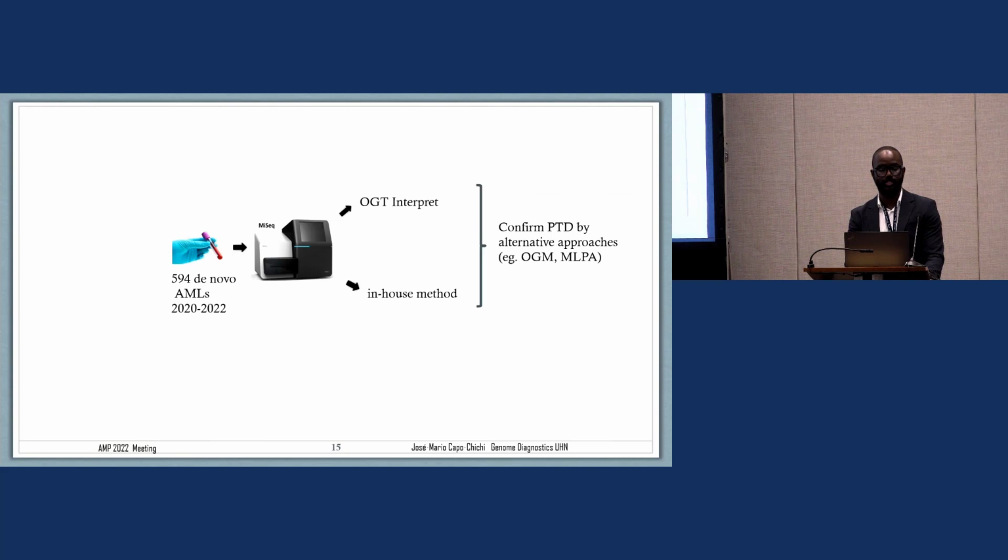So first, we sought to use NGS and compare the performance of those 2 KMT2A detecting methods, our in-house method and OGT software, and so we screened close to 600 de novo AML patients. And in cases that were KMT2A PTD positive, we sought to confirm the presence of a PTD using other alternative approaches such as optical genome mapping and MLPA.